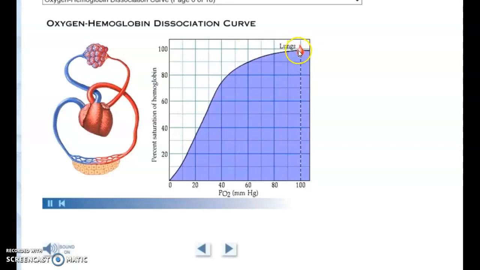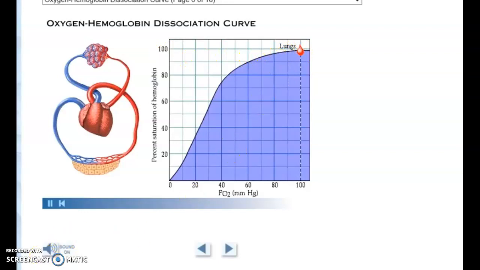Remember, though, if we were actually at a higher elevation, then our partial pressure of oxygen would be less because there are fewer oxygen molecules. So it may drop a little bit, but that wouldn't change the fact that in this curve, we're still at a very high saturation rate. In other words, how much of that oxygen is being held onto that hemoglobin.